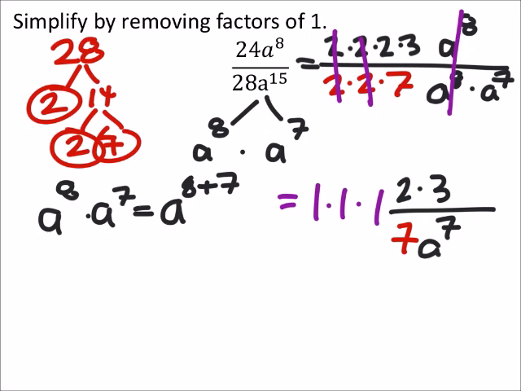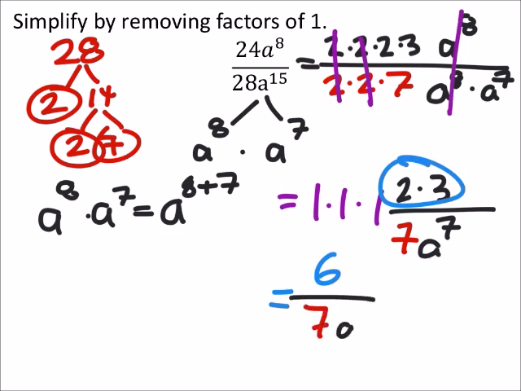Well, anything multiplied by 1 is itself, so I don't really need those there. And I can do the multiplication here in the numerator. 2 times 3 is 6. And then this would just be divided by 7 times a to the power of 7. And that looks like it simplified all the way to me.